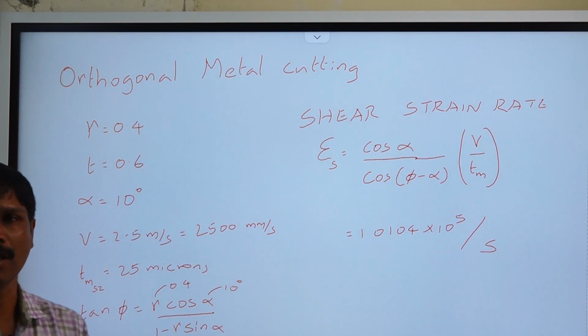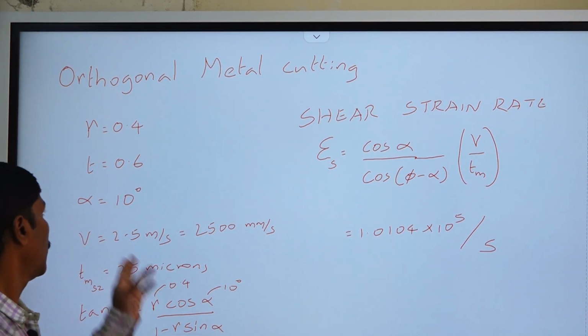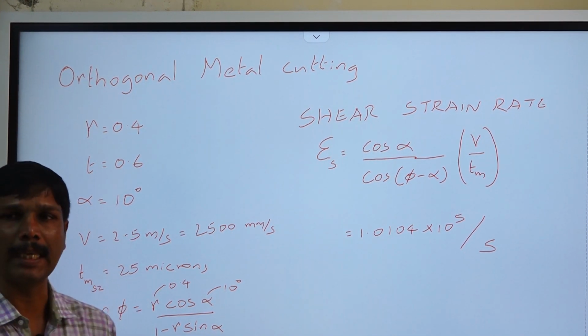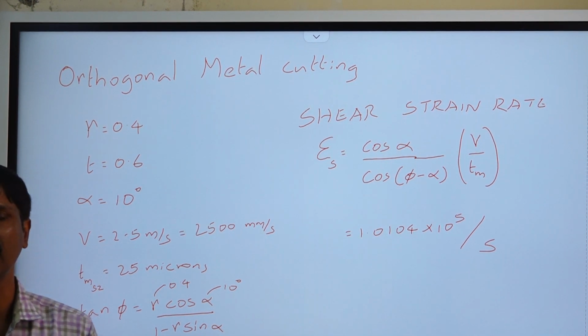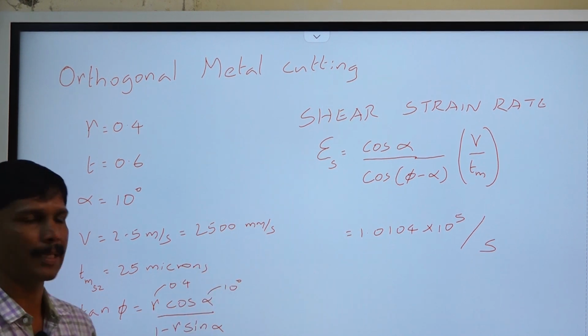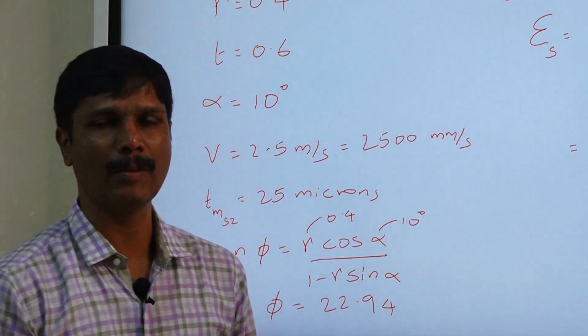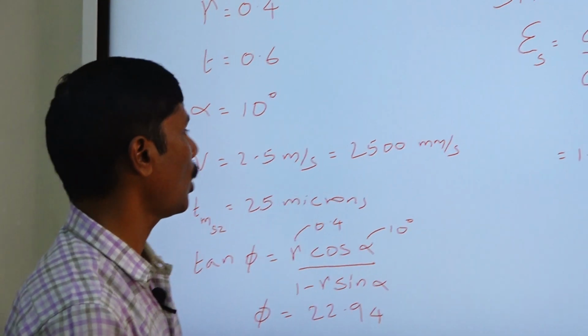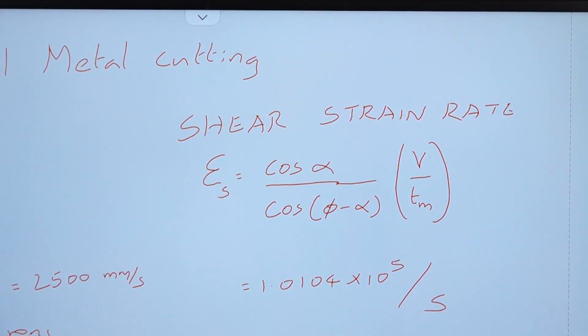R, the chip thickness ratio, equal to 0.4, and the chip thickness equal to 0.6, alpha, the rake angle, equal to 10 degree, and the cutting velocity, represented as V, is 2.5 meter per second. We convert it into 2500 millimeter per second. The mean thickness of the shear zone is mentioned in microns, 25 microns. So we have to find the shear angle.